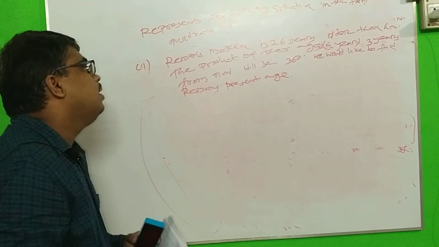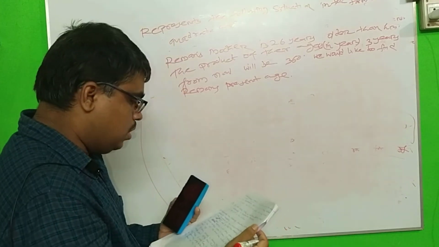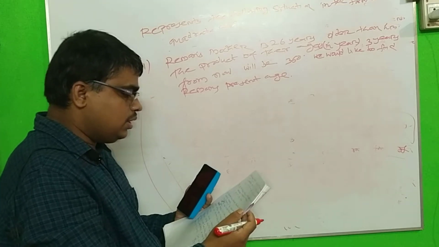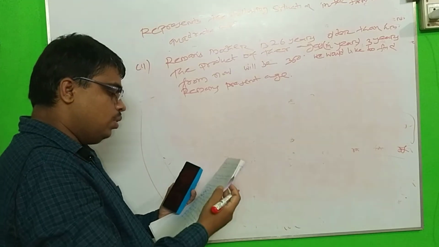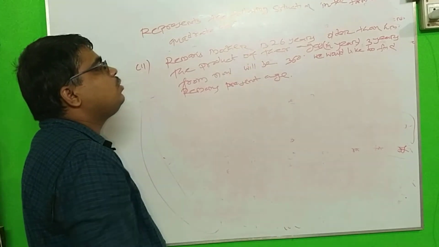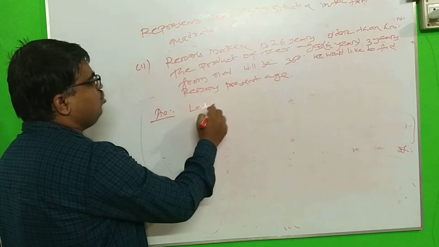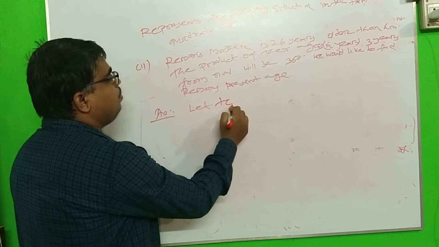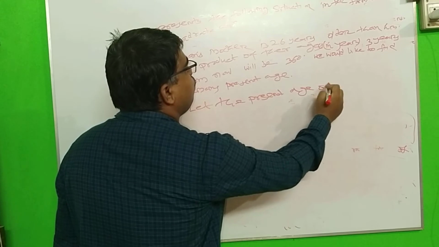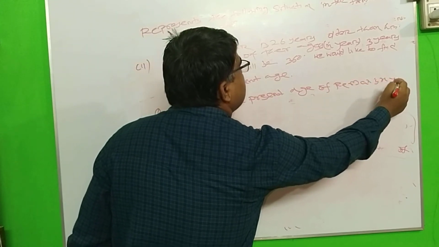Okay. Rahman's mother is 26 years older than him. The product of their ages 3 years from now will be 360. We would like to find Rahman's present age. Answer. Let the present age of Rahman be x years.